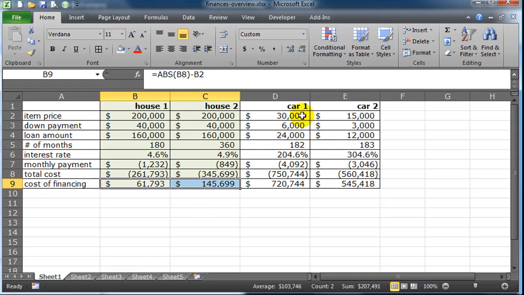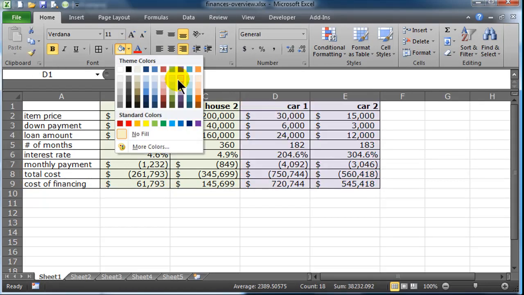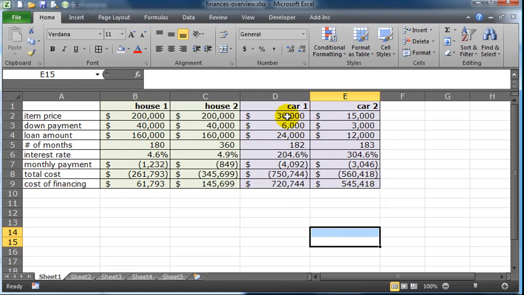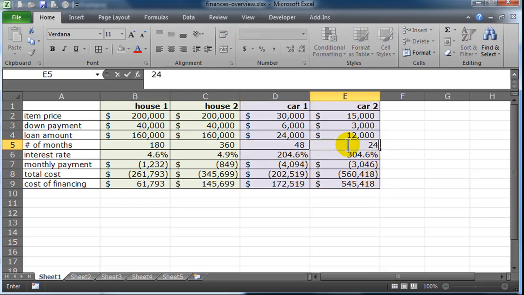Now for my cars, let's see, I've got a $30,000 car. Let me just go ahead and format these a little bit, slightly different color. I've got a $30,000 car and a $15,000 car. I'm still making a 20% down payment, so I'll have to finance the rest. Now for car loans, that's a little bit steep there. So I'm going to say, how about 48 months for the first car, and let's do just 24 months for car 2.